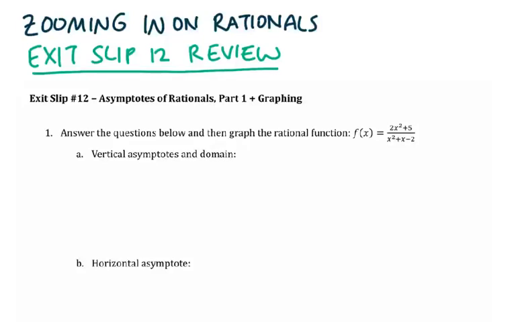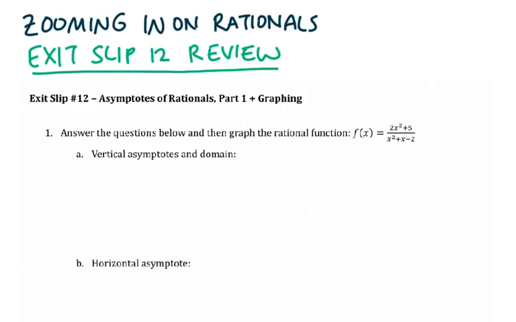All right, welcome back. This is a review of Exit Slip 12, where we spend some time graphing a rational function. To lead up to graphing, we start by finding vertical asymptotes and domain, as well as horizontal asymptote. So let's go ahead and dive in.